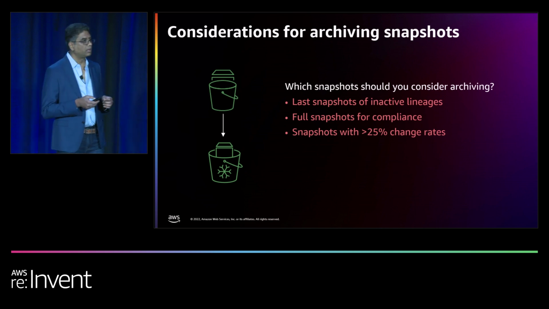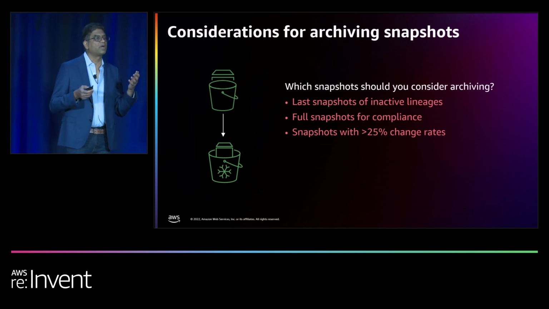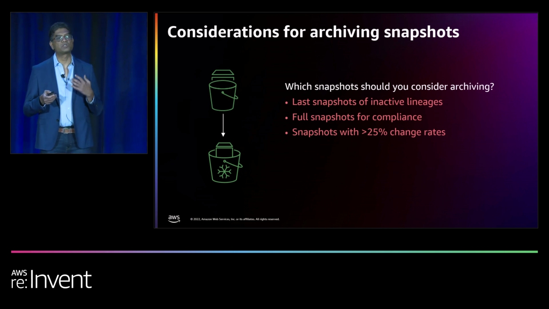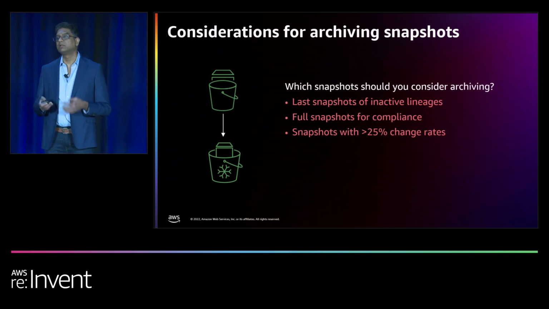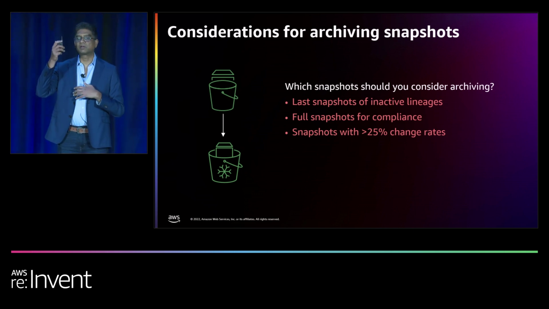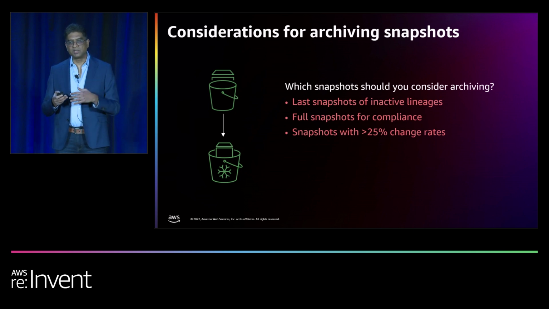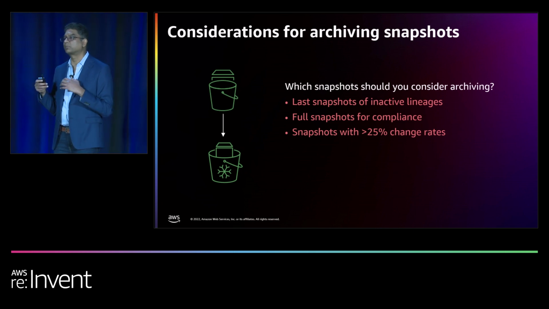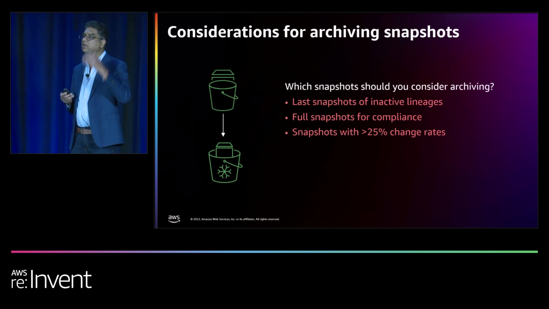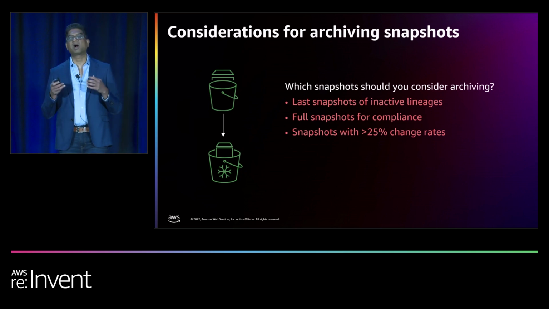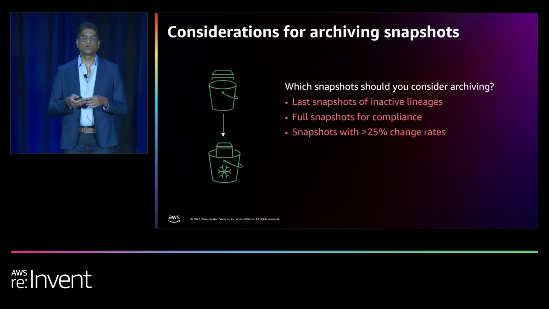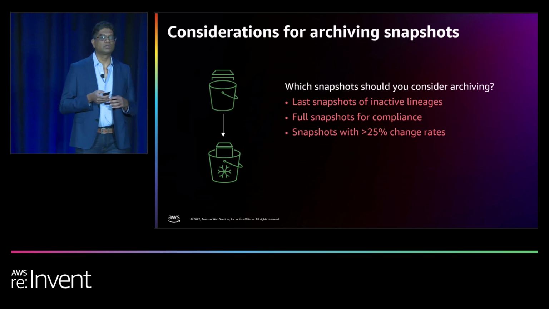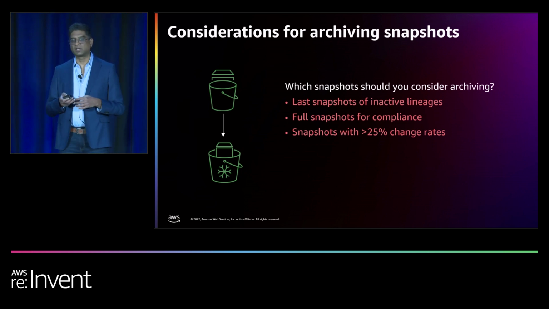Now, another consideration is if you have a snapshot with greater than 25% change rate. What do I mean by that? If you have, let's say, 2 snapshots, snapshot A and snapshot B, and snapshot B is the second snapshot in that lineage, and if that snapshot B has greater than 25% change rate compared to snapshot A, that would be a good snapshot for you to consider for archival, especially from a cost savings perspective. And you could figure out the change rates using what we call EBS Direct APIs, and I'll talk about that when I get to the EBS Direct API section.